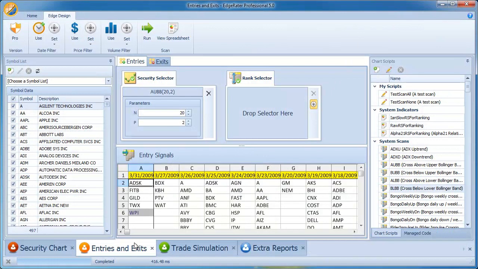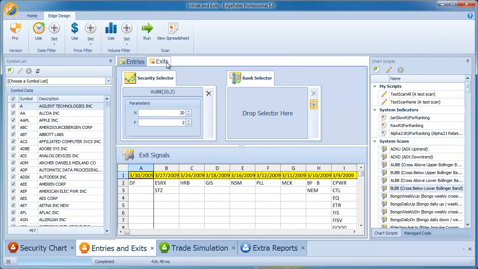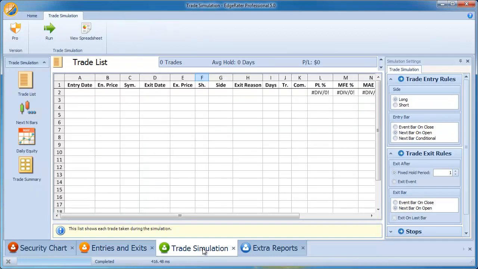So as a quick review, here are the entries from the entry and exit video, all listed down here. The exits are all listed here. This is crossing below the lower Bollinger Band. And now we go into the trade simulation tab and we can set up the simulation in the simulation settings panel on the right hand side.